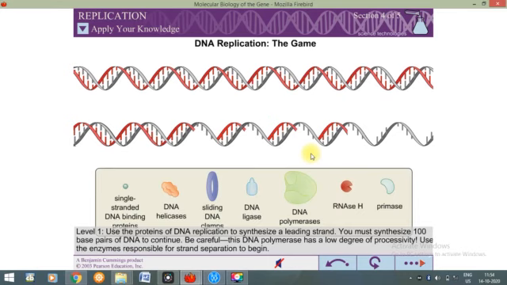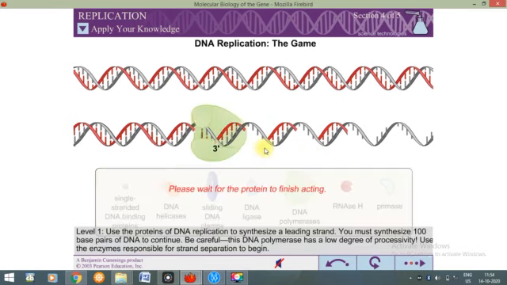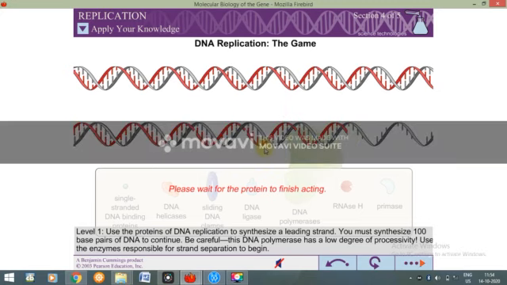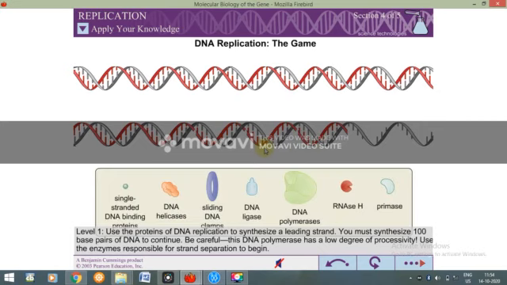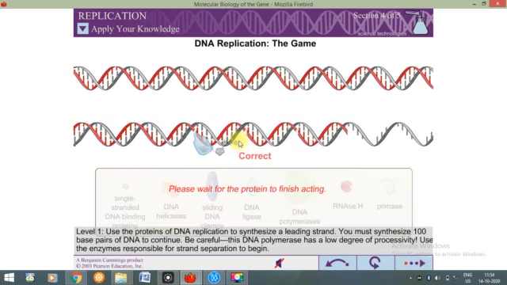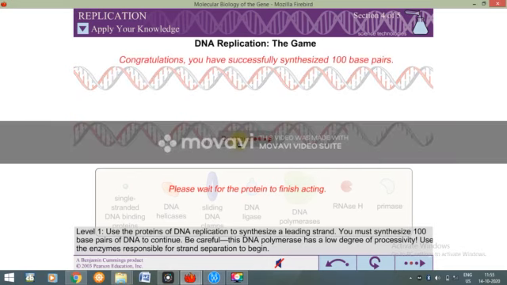Now we need to fill the gap. The large gaps can be filled with the help of RNA polymerase. Alright, RNA polymerase. Now there are small nicks remaining here, and that can be filled with the help of DNA ligase. So ligase will use ATP hydrolysis, and with the help of ATP it will fill the small gaps. It will glue them together. That's it. So congratulations, you have successfully synthesized 100 base pairs. Okay, next.